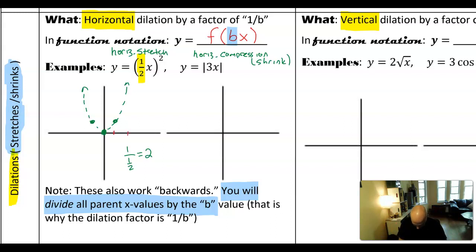So if this was at 1, this point right here is going to move out to 2. And this point right here is going to move out to -2. 0 does not stretch anywhere. So this will be sort of a wider parabola. A 1/2 stretches a graph by the reciprocal factor.